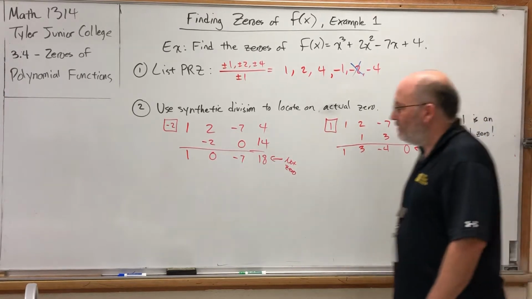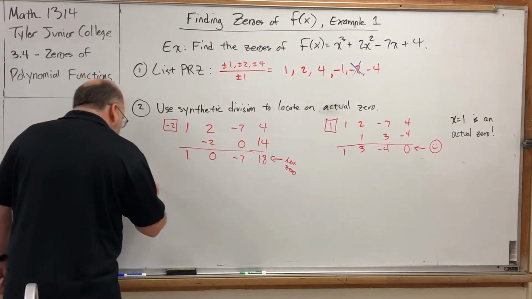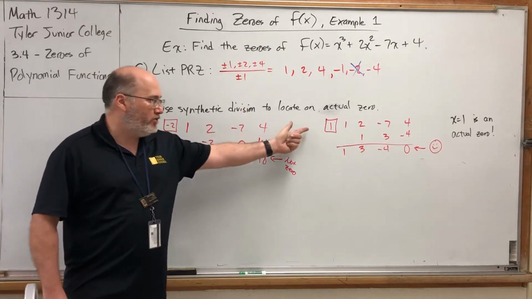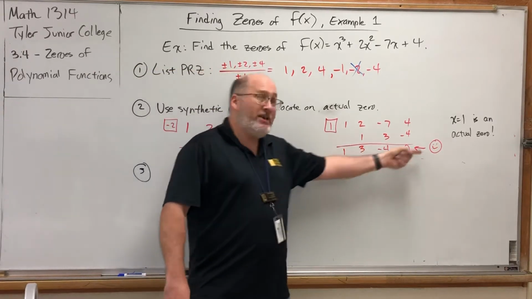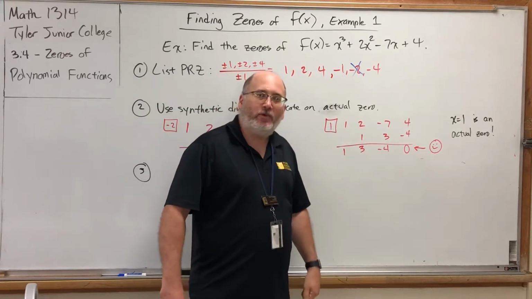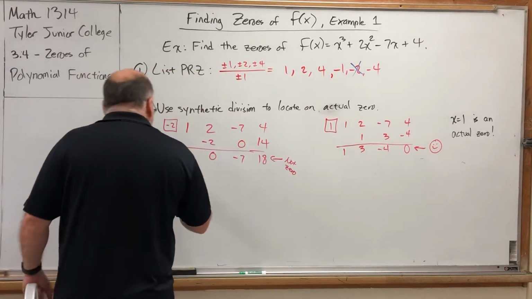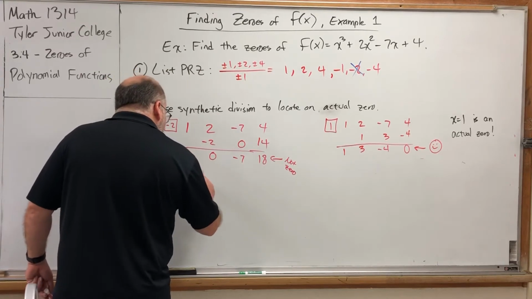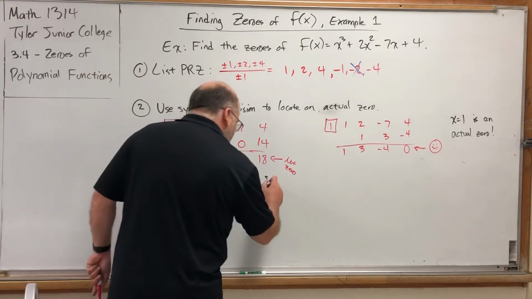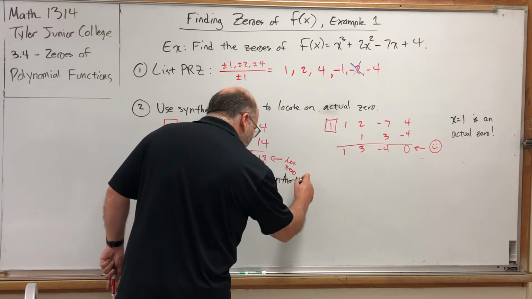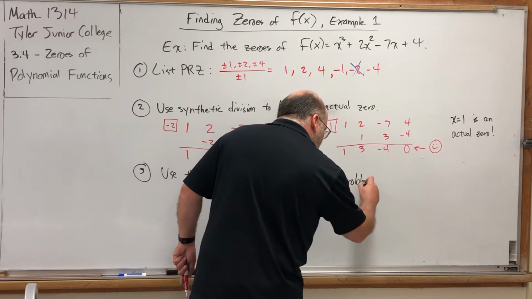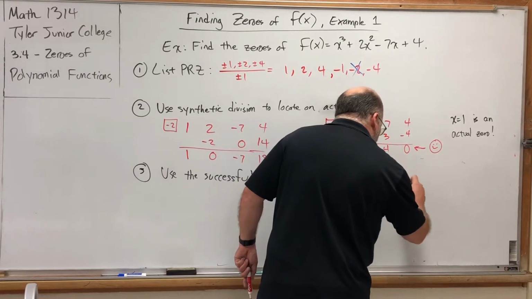Now we're going to do the same thing we did before, except we've kind of already done the work. What we did with the 0 that we knew is turn it into a factor, which turned it into a division problem that gave us a remainder of 0. But we already had the division problem. We used it to find a remainder of 0. Now we can use this division problem to help us factor. So your last move is to use the successful synthetic division problem. And by successful, I mean the remainder was 0. Use the successful synthetic division problem to factor f of x.